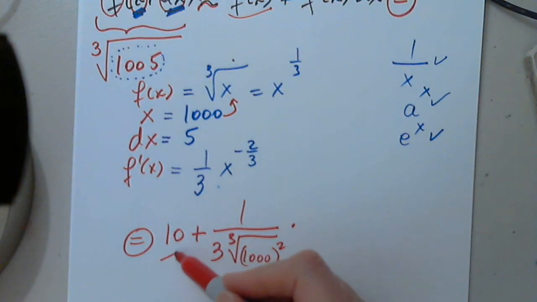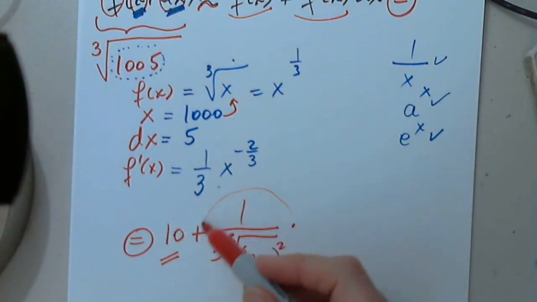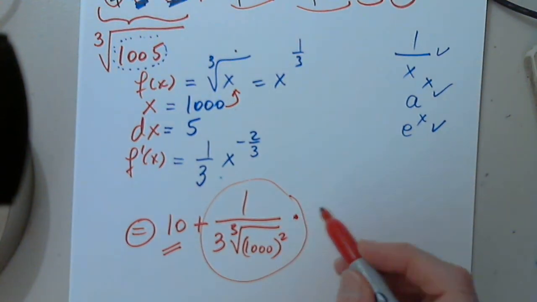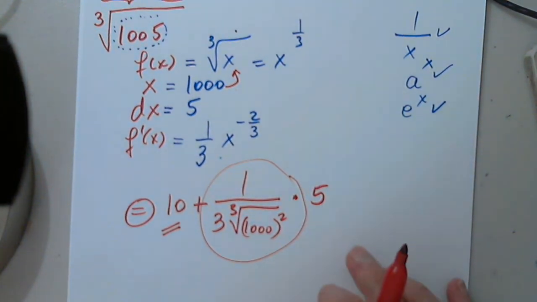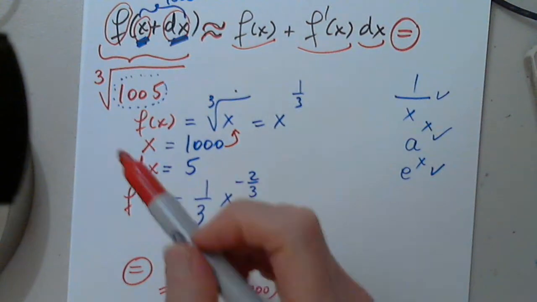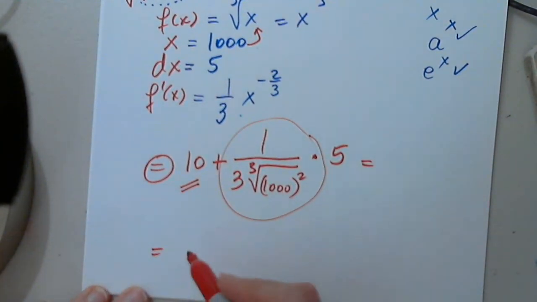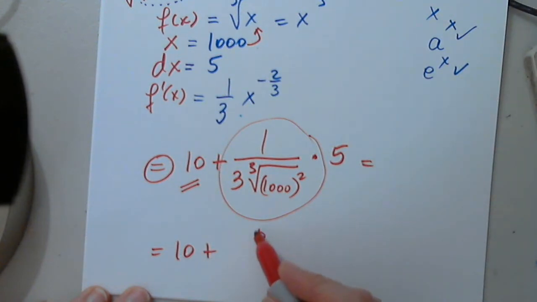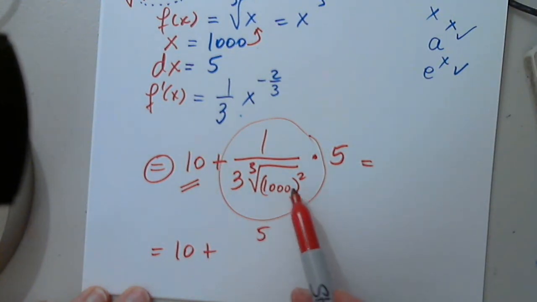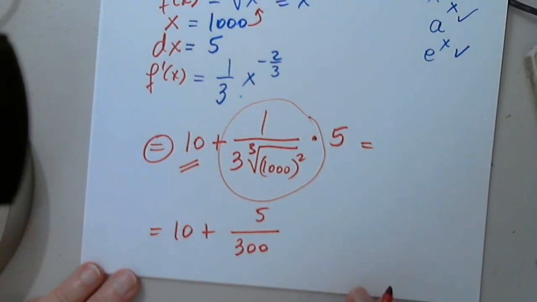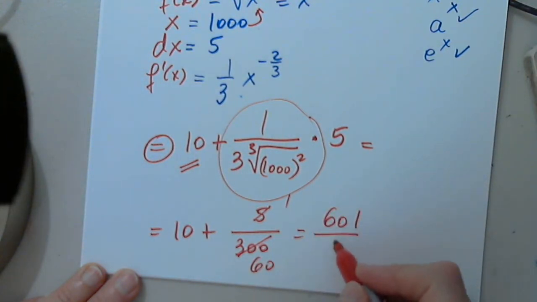So this is here, this is this piece, and now I want dx. What did we say dx was? 5. That's it. You had no idea that you can take the cube root of this and get something very simple. 10 plus, the cube root of 1,000 is 10, but I have 2 of those, so over 300. I simplify by 5, and I get 60. So this is 10 and 1 over 60.